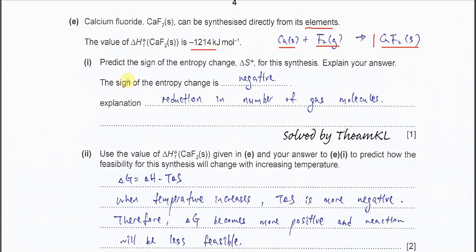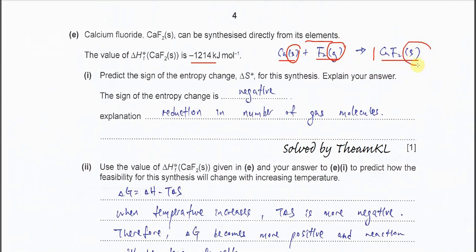Okay, first part, predict the sign of the entropy change for this synthesis. Explain your answer. Okay, this one you have to compare especially the state. Before the reaction is solid and gas. After reaction is just solid. So we know that the gas has a higher entropy. So when these two react, it just forms solid, meaning the entropy is decreasing.